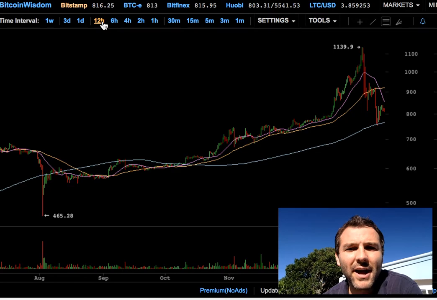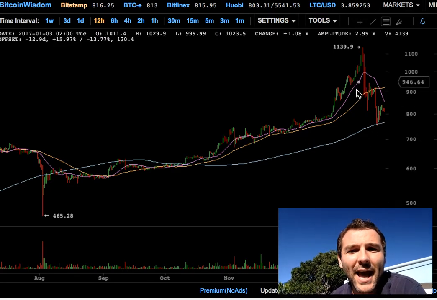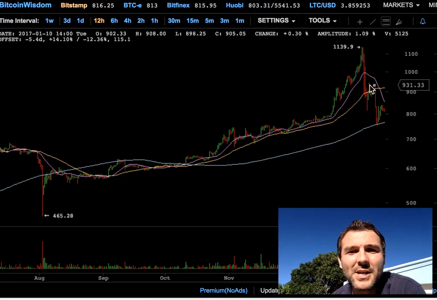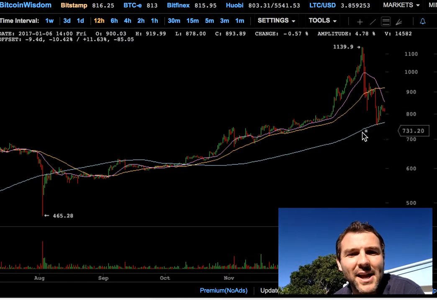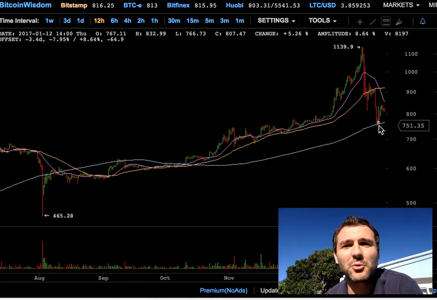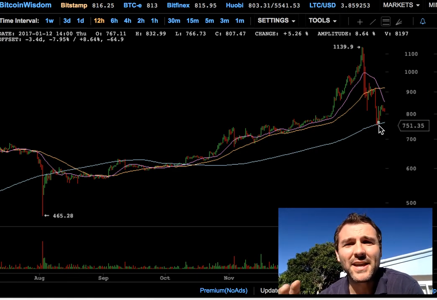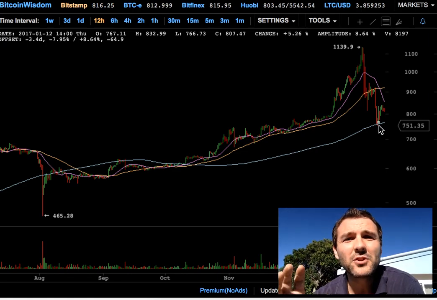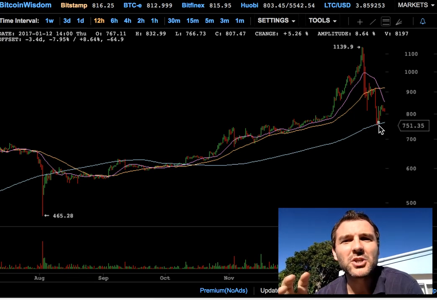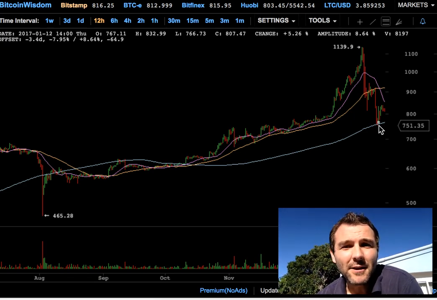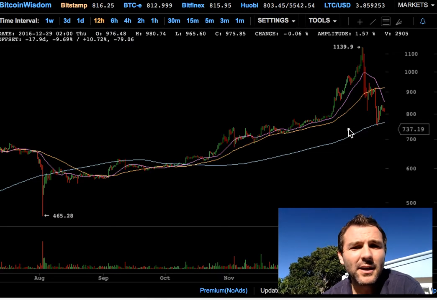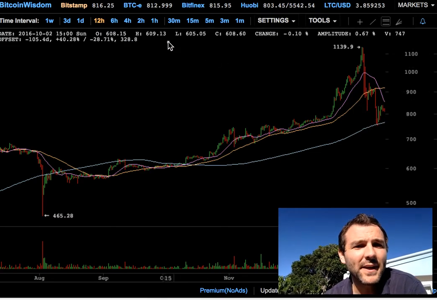Chunking into the 12-hour, you can see that we had a bit of support here and then straight back down to the 200 period moving average on the 12-hour chart. Okay? This stuff just happens again and again and again. Now that doesn't mean that you have to automatically just take a trade, but it gives you clusters of information that help build your case if you want to get long or short. Okay? So that's a beautiful little bounce right there.